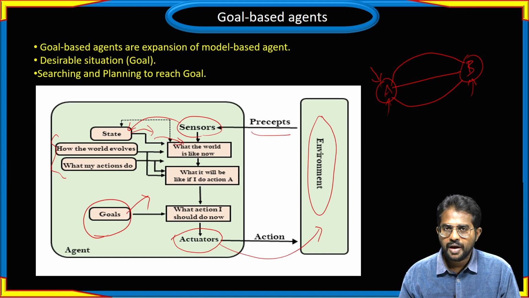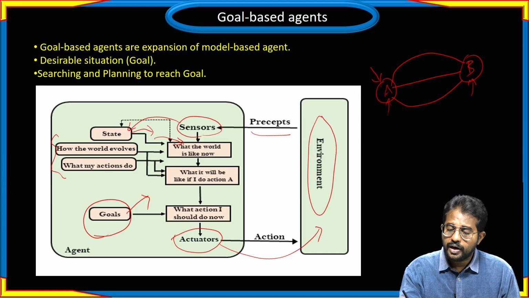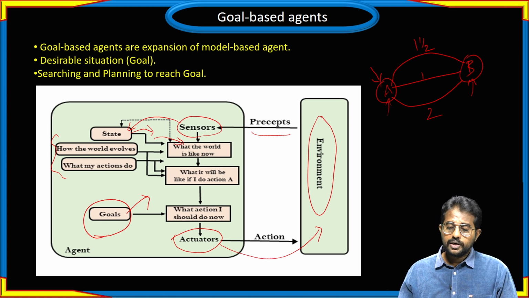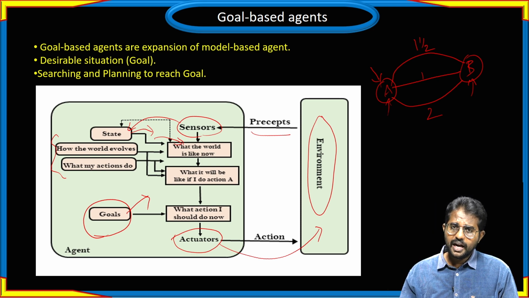So for this one, I have three types of action. With one action I can get there in 1 hour, with another action I can get there in 1.5 hours, and with another action I can go in 2 hours. So in this one, I will select an action.